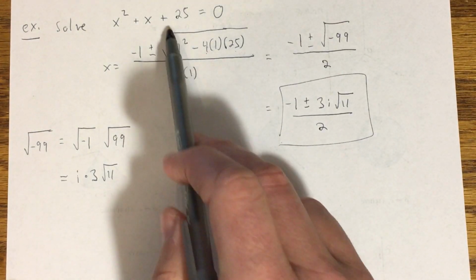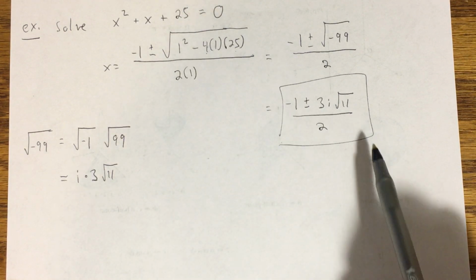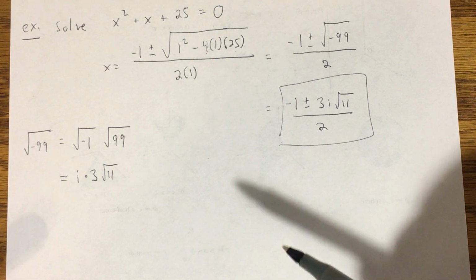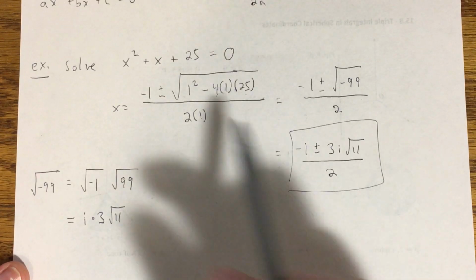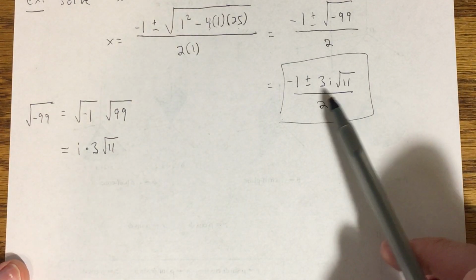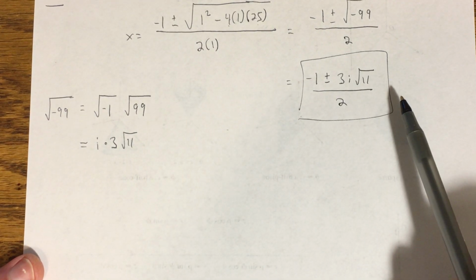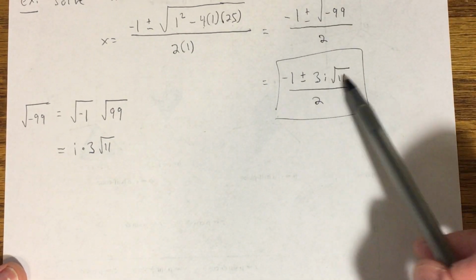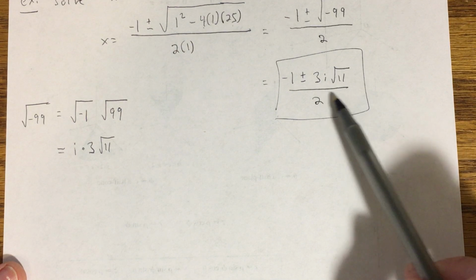The fact that I'm taking square roots and can get negatives means that complex numbers will naturally show up as the solution to a lot of different quadratic equations. But remember this process over here for how to do that. I'm not going to bother trying to do anything else to this. This is as simplified as I'd like to get it.